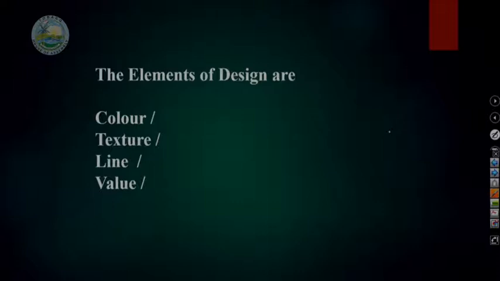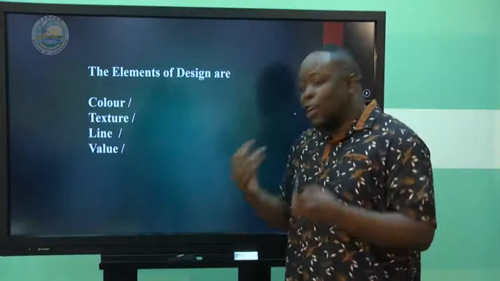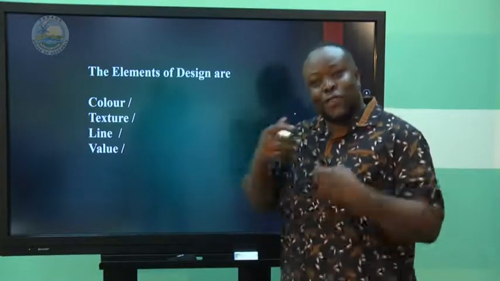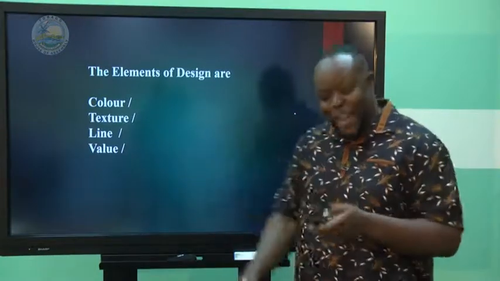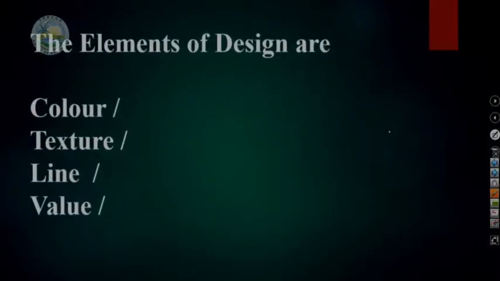All right, now the elements of design that we're going to look at today are color, texture, line, and value. And for those of you who've never heard of this before, just as a rhythm to remember this: color, texture, line, value. All right? So that's just for you to remember that. All right, let's look at color first.